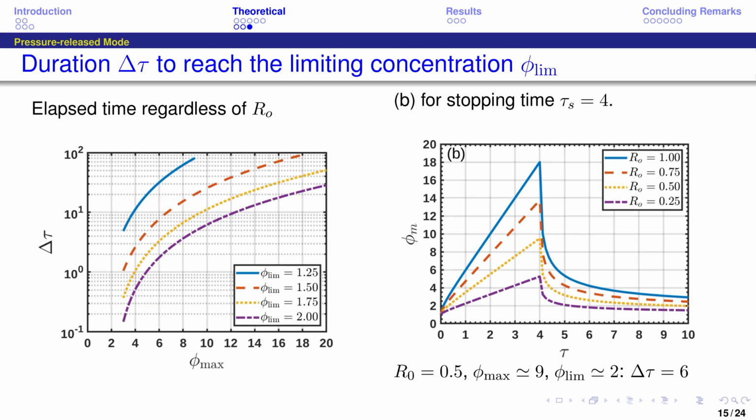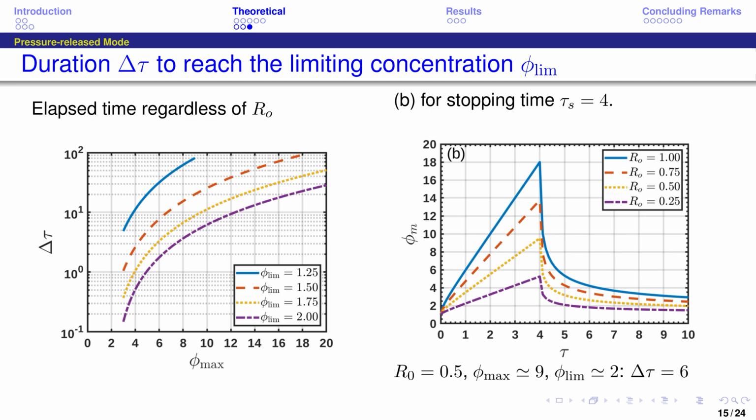The right-hand side figure is the same as the one in the previous slide. We select a specific case of the 50% rejection, shown in the yellow dotted line. The maximum concentration of this case is approximately 9 using visual estimation, and the limiting concentration at the final time of 10 is about 2.